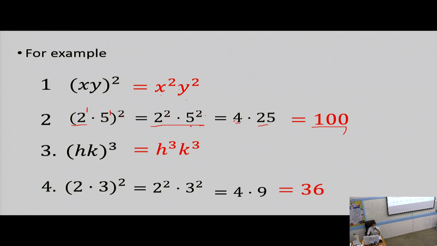Okay? For number 3, we have the quantity of hk to the power of 3. So again, distribute the power to each of the given variables. So we will have here h to the power of 3, k to the power of 3. Same thing as number 4. Do you understand? Okay, what if we have this one?